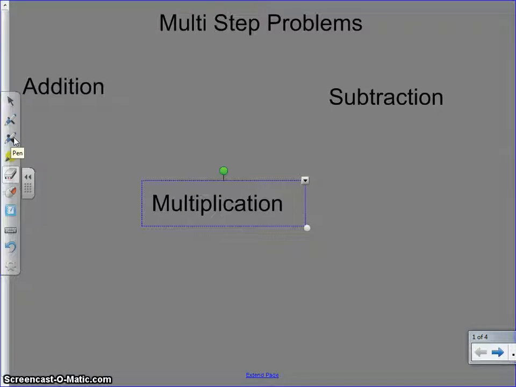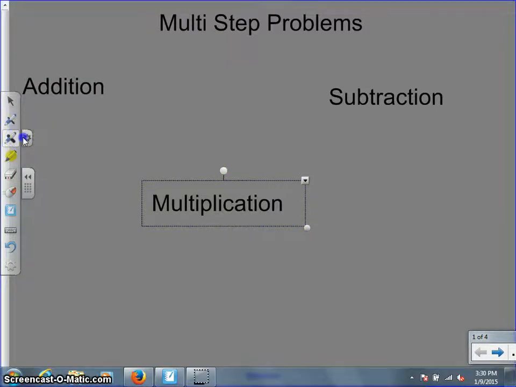Alright guys, well now we're going to start talking about multi-step problems. We've gone over addition, we've gone over subtraction, we've talked about multiplication, and now we're getting into the part where we're going to start seeing some word problems and some different things where we need to use all the skills that we're gaining to solve it.